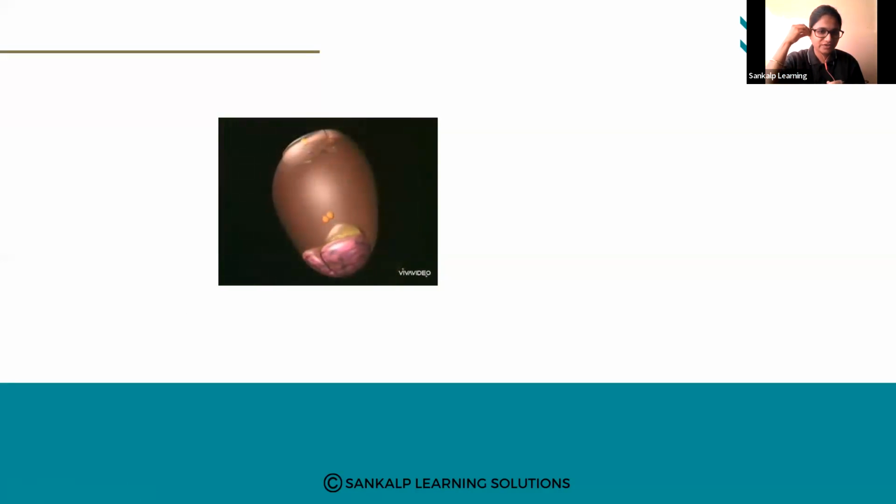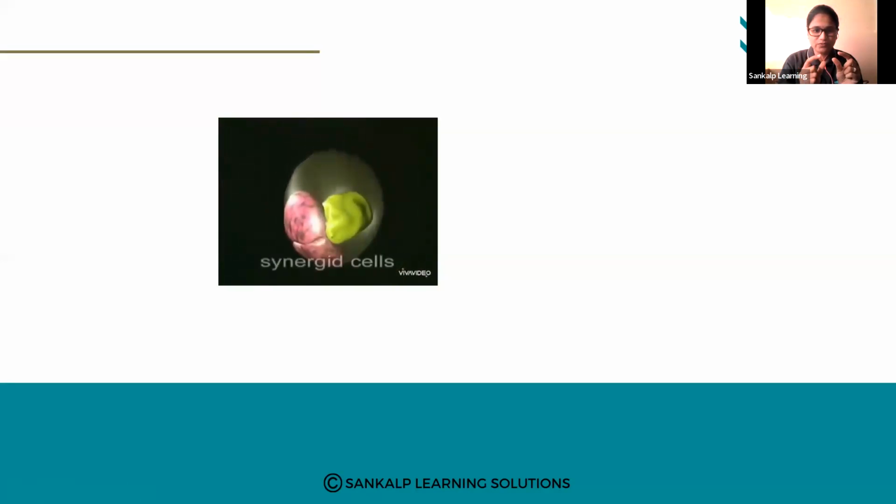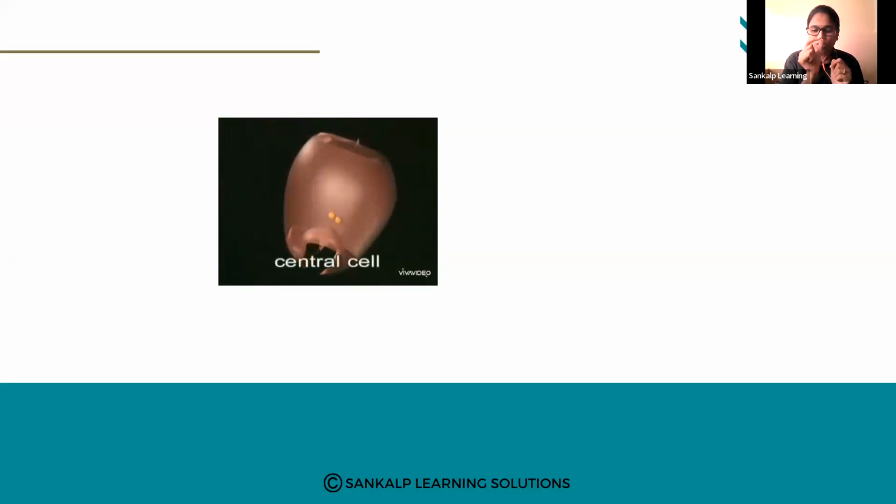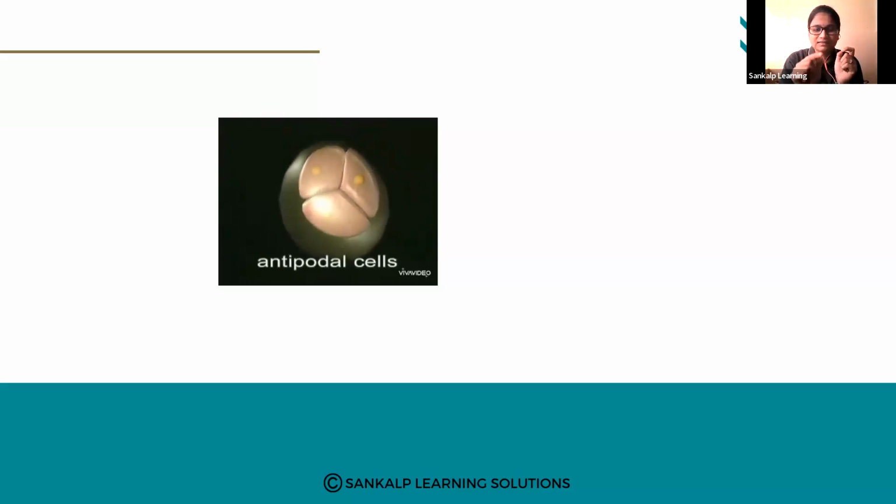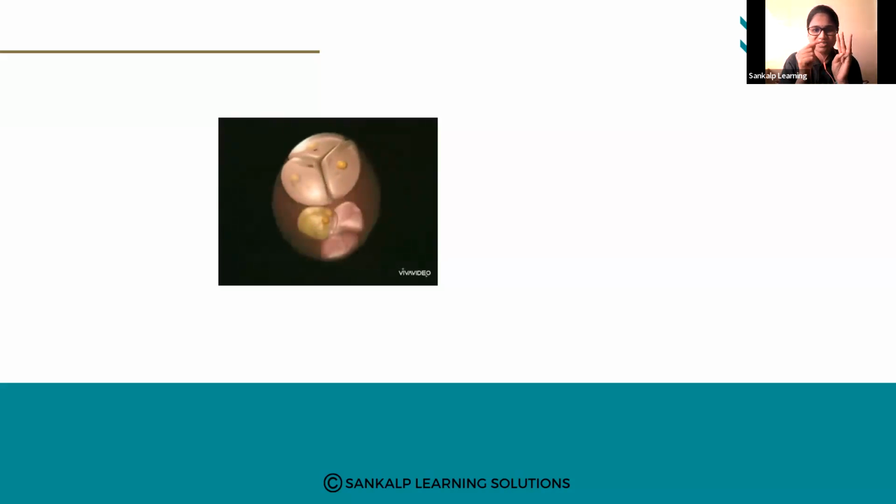So out of 3 cells, at this end 1 will be the egg cell. Okay, the other 2 will be synergid cells. And at the other end 3 nuclei were there. Polar nuclei fuse to form the central cell. Polar nuclei fuse to form the central cell. At the other end, 3 nuclei form 3 cells which are called antipodals.